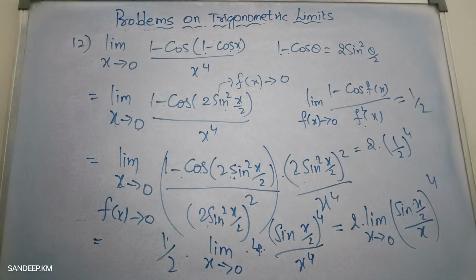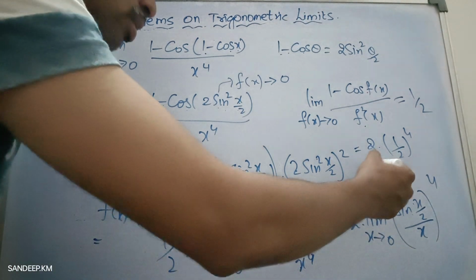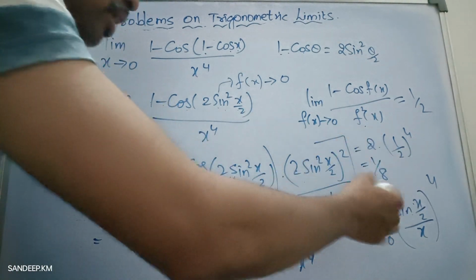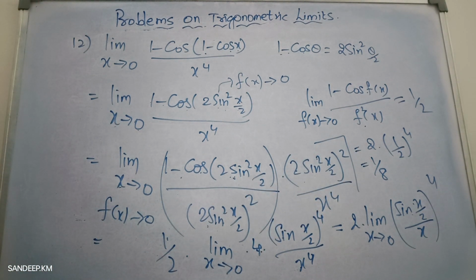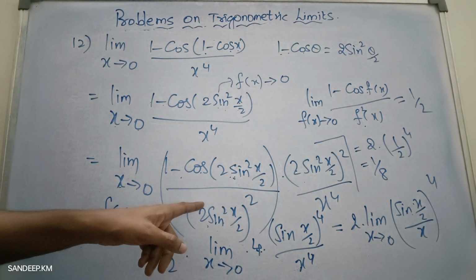Simplify. 2 into 1 by 2 whole power 4 is how much? 2 by 16. The answer is 1 by 8. The answer is how much? 1 by 8. I hope you understood this step.